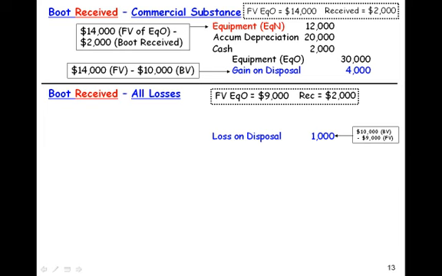The loss is recorded as $1,000. The new equipment is recorded as $7,000. There are two ways to compute this amount.